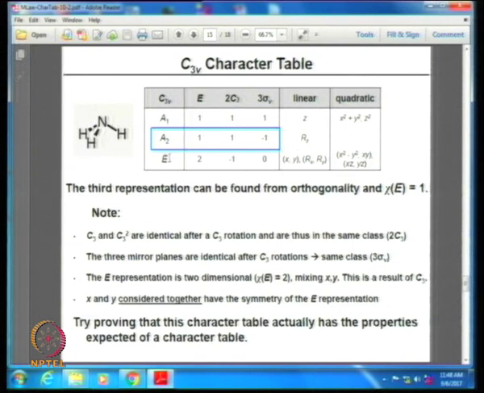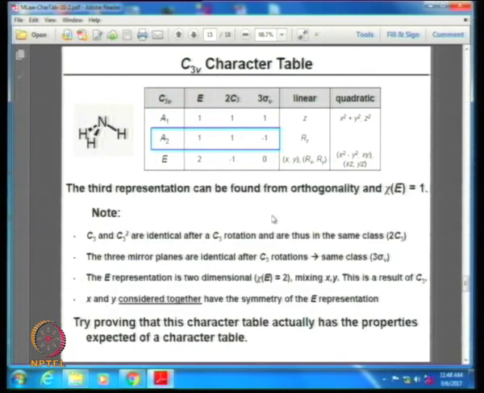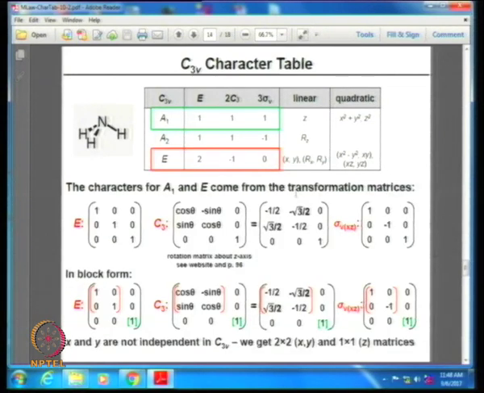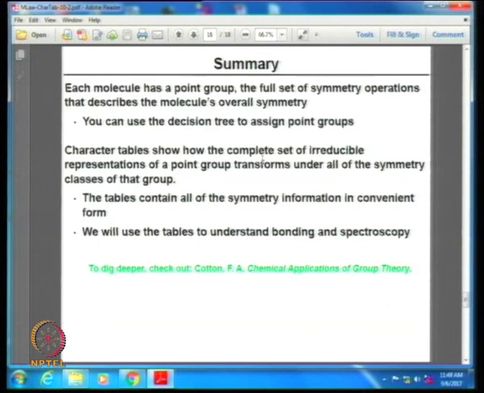So the E, third one, where the character of identity is 2 and this is the character of these rotations minus half plus minus half is minus 1 and 3 is 0, because as you remember, if the element that you are considering has a definite property, then we get a minus sign. If the element being considered has no definite property, then we get 0.